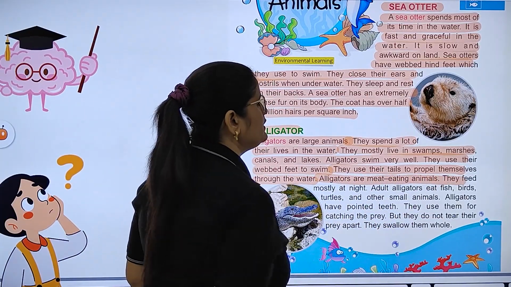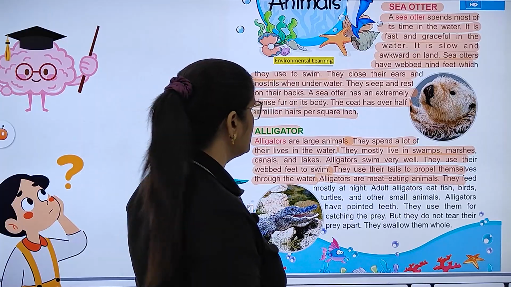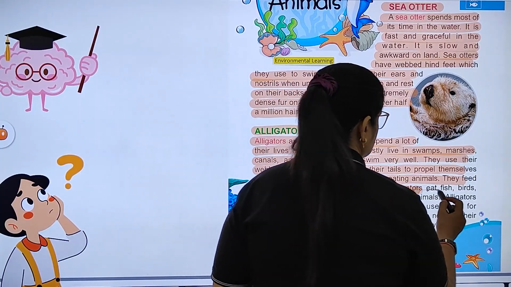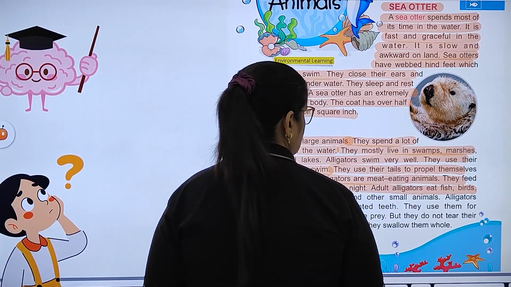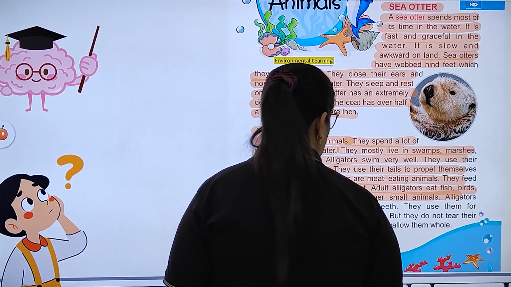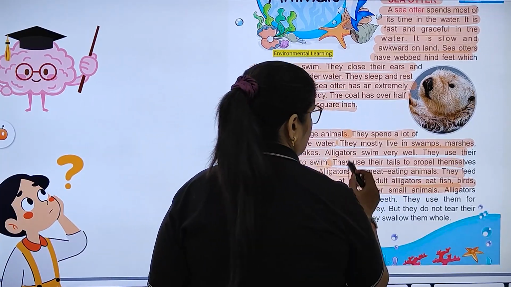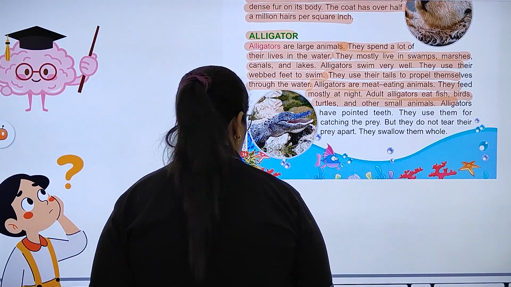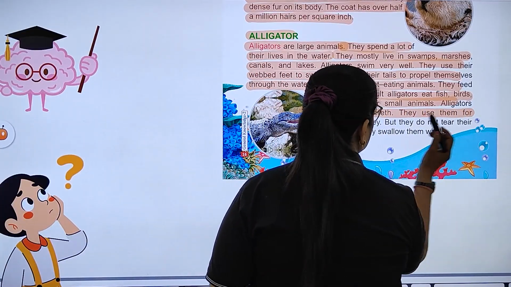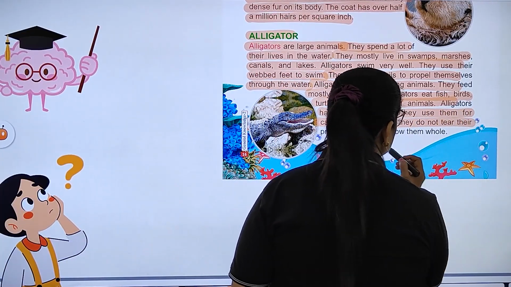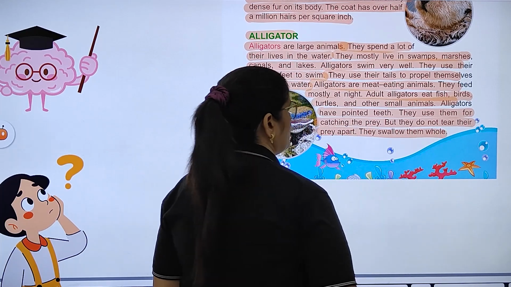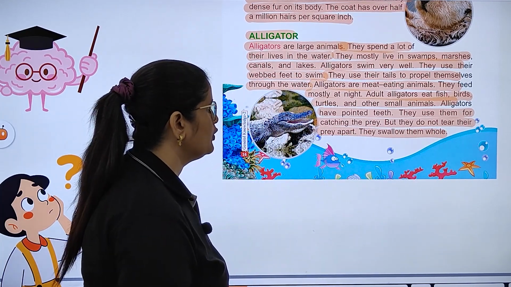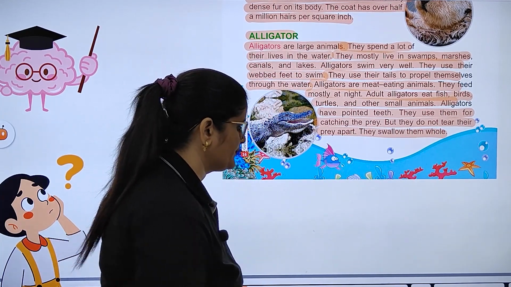Alligators are meat eating animals. They feed mostly at night. Adult alligators eat fish, birds, turtles, and other small animals. Alligators have pointed teeth. They use them for catching the prey, but they do not tear their prey apart. They swallow them whole. Okay.